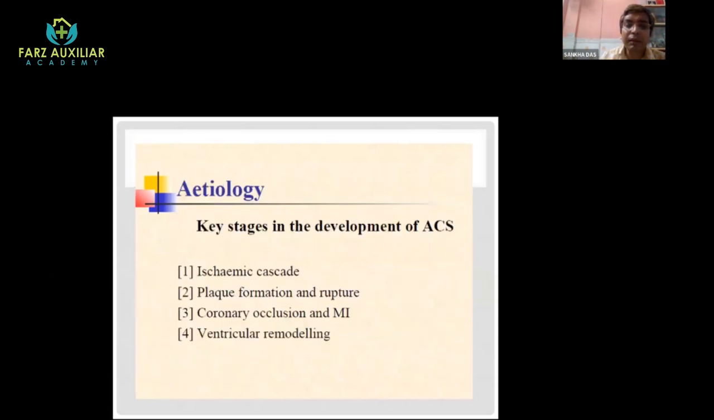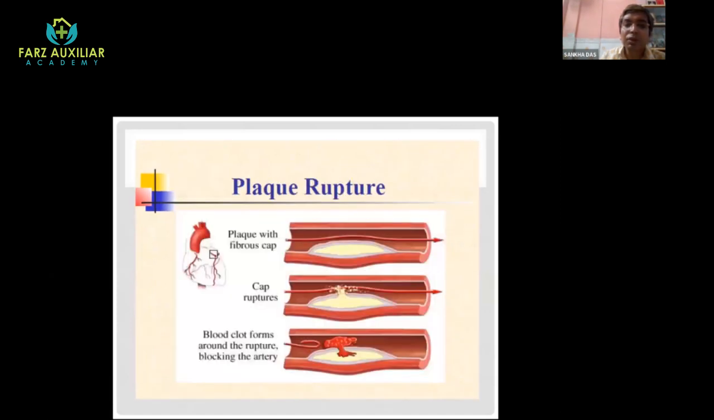So the key stages in the development of acute coronary syndrome, the ischemic cascade: there is plaque formation and rupture. So that is what happens. This is a stable plaque inside the coronary artery.